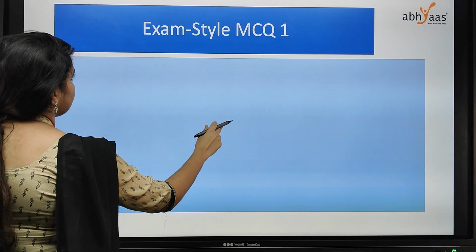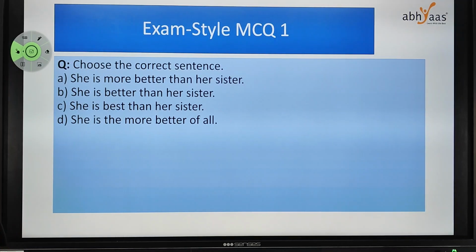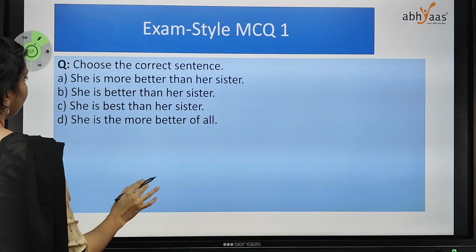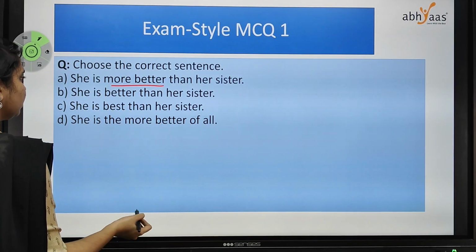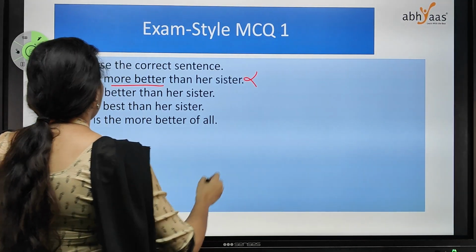Let's look at some practice questions now. Let's choose the correct sentence here. As per the rules we have discussed, we should not have any double comparatives. So "she is more better than her sister": is it possible? No, we are using double comparatives, so this is not the right answer.